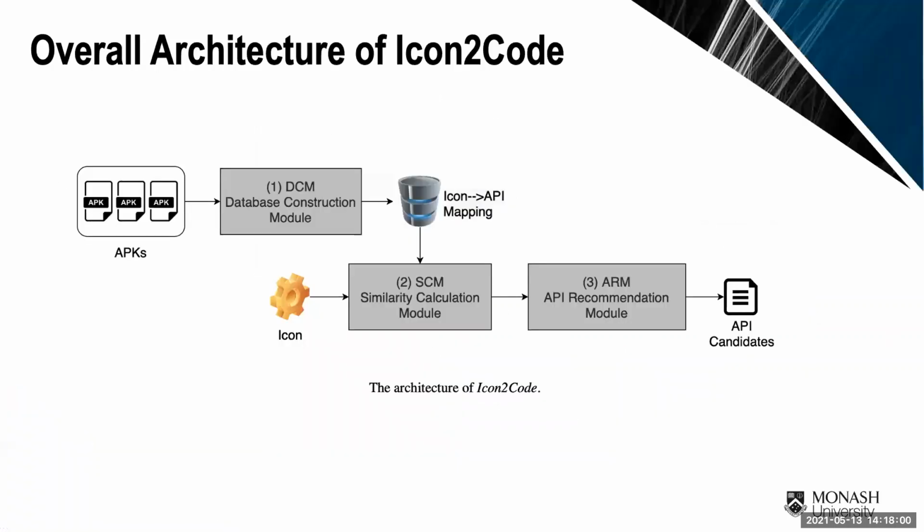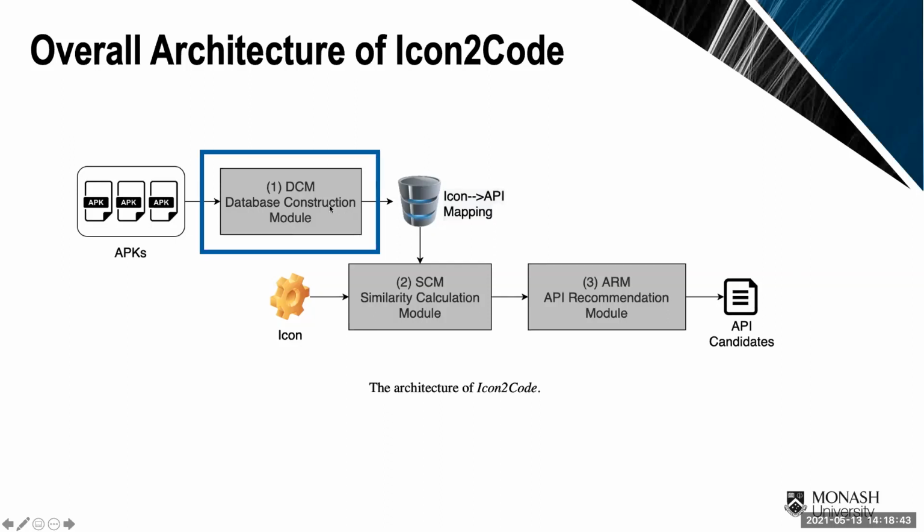The figure presents an overview of our tool. Its three key modules are the Database Construction Module, DCM, the Similarity Calculation Module, SCM, and the API Recommendation Module, ARM. DCM takes APKs as input, and the output is a database mapping icon to API. SCM takes the database and icons as input and outputs some similar icons. ARM will generate the recommended API candidates. Next, I will introduce each module separately.